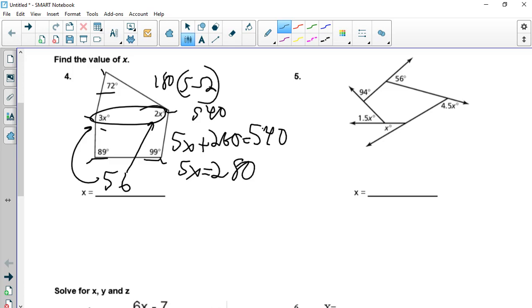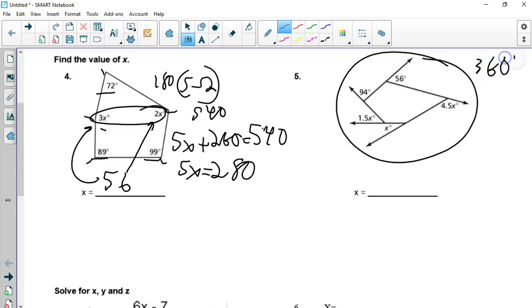Okay, exterior angles. We're going to add up all the angles on the outside of the shape. Well, if I go around the outside of the shape, I have a very poorly drawn circle there. But, again, a circle has 360 degrees in it. So I'm going to use the same concept here that I just used on number 4, just with 360.